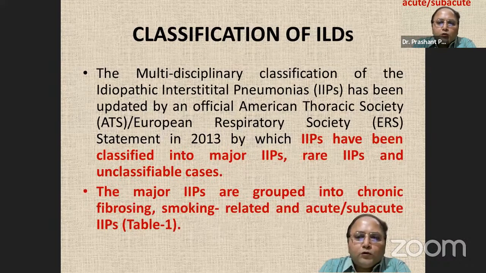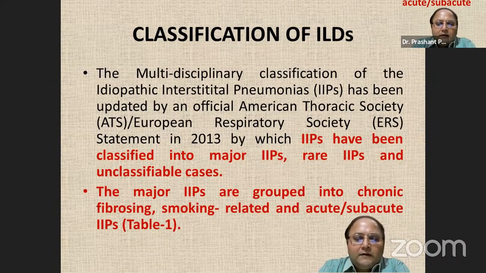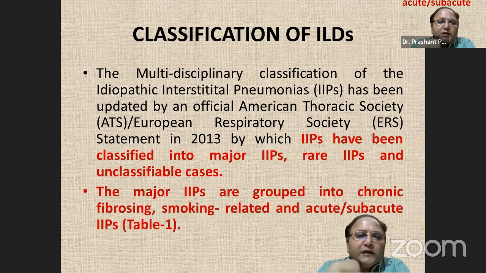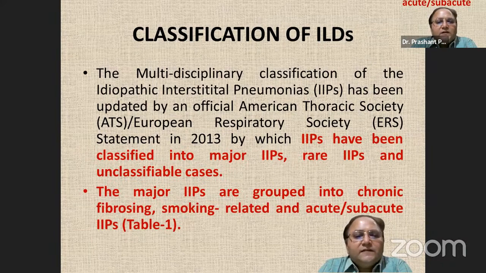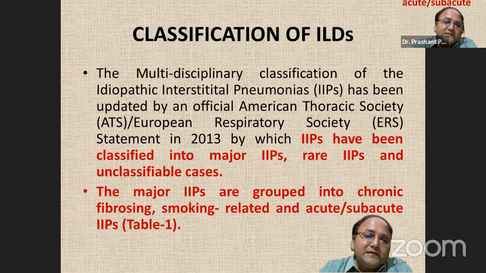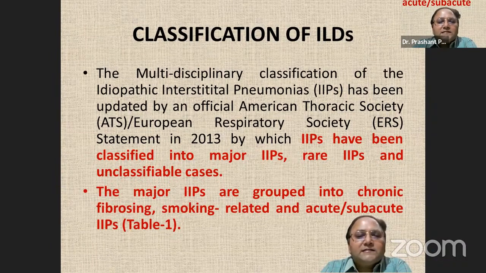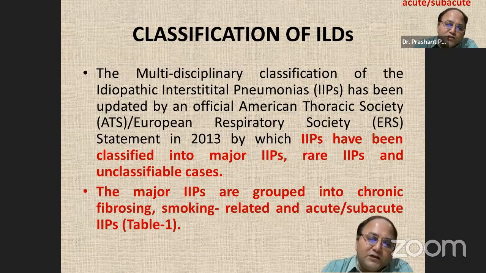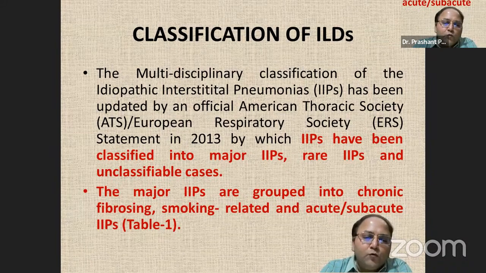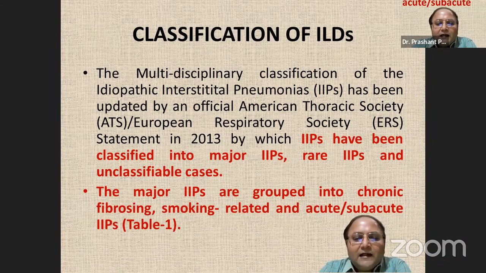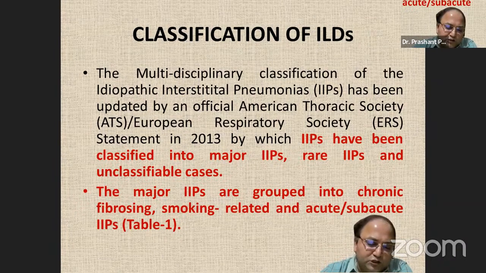So once we go to interstitial lung diseases, this classification of especially idiopathic interstitial pneumonias further evolved, and the American Thoracic Society and the European Respiratory Society in 2013 divided the idiopathic interstitial pneumonias, which were basically the unknown category of ILDs, into major idiopathic interstitial pneumonias, rare idiopathic interstitial pneumonias, and unclassifiable cases. And the major idiopathic interstitial pneumonias were further grouped into chronic fibrosing, smoking-related, and acute or subacute idiopathic interstitial pneumonias.